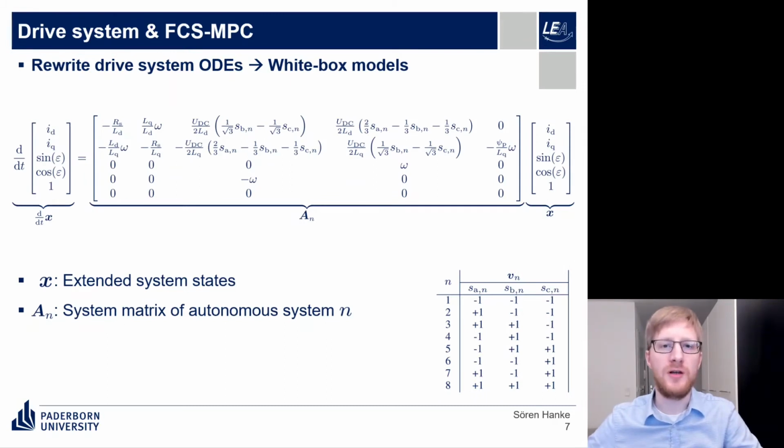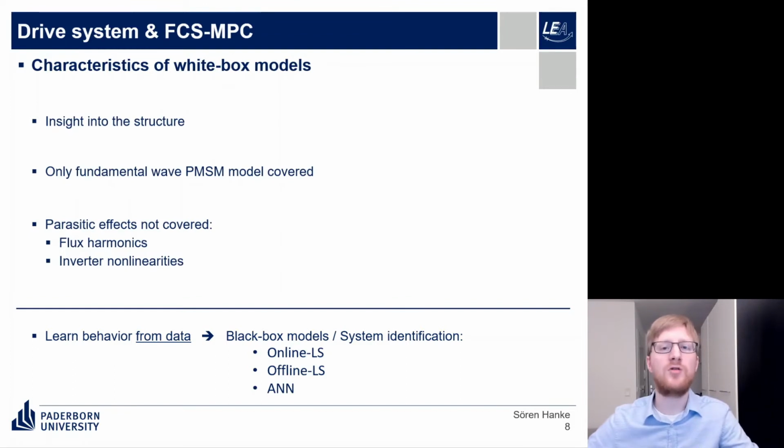You can rewrite the ODEs into a form where you have an extended system state vector and a system matrix which has the switching states of the inverter as parameters. So you have one system matrix or one white box model per switching state or per elementary voltage vector of the two-level inverter. The problem with white box models is that they only take the fundamental effects into account, neglecting higher order effects like flux harmonics or inverter nonlinearities. With learning gray box or black box models from data, we aim to take higher order effects into account.